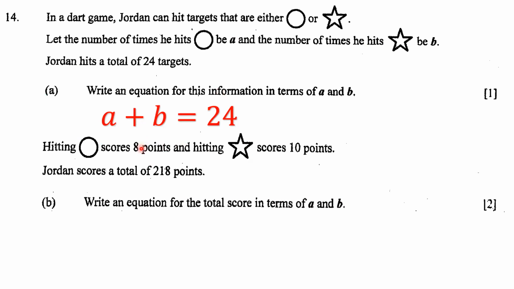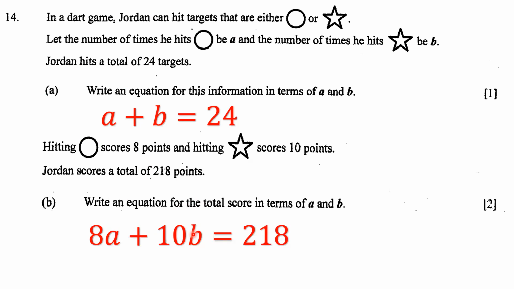So remember, 8 points for hitting a circle. So we're going to have 8A because the circle is A. And then 10 points for each star. 10 points for hitting a star, so it's going to be 10 times B. So 8 times A because it's 8 points for every circle that you hit, and then 10 times B because it's 10 points for every star that you hit. So we have 8A plus 10B is going to be equal to 218. And so that's the second equation. So the first equation is A plus B equals 24. The second equation is 8A plus 10B is equal to 218.